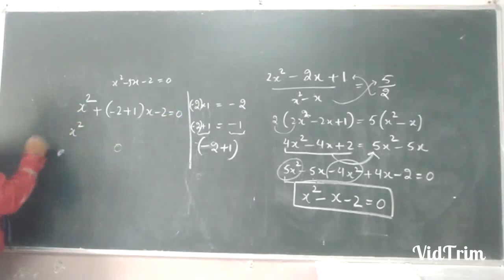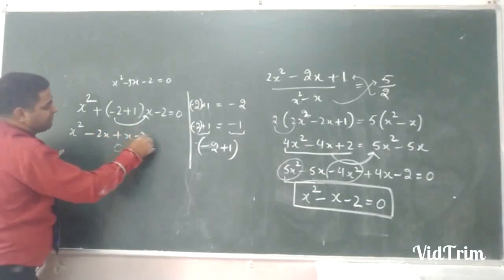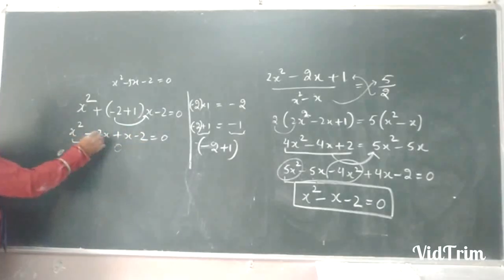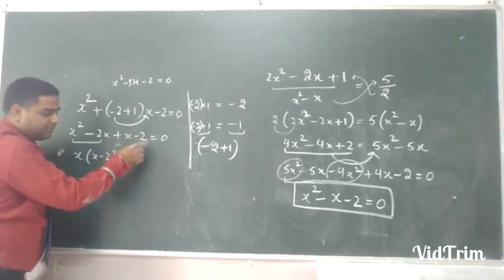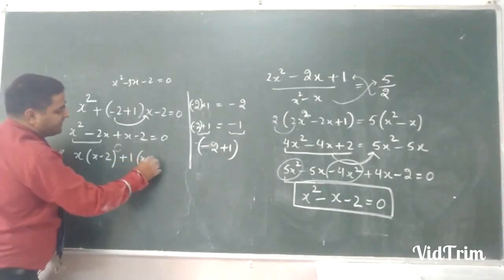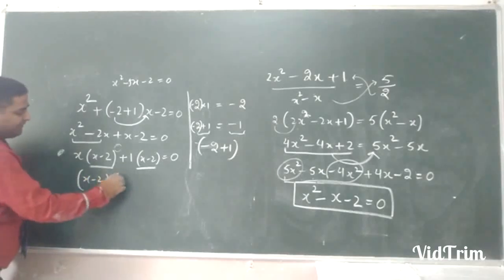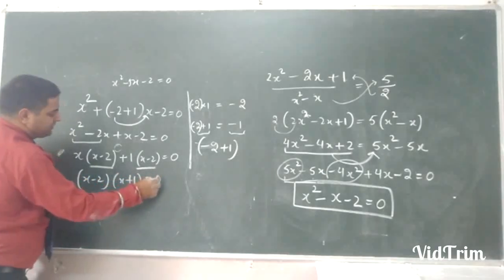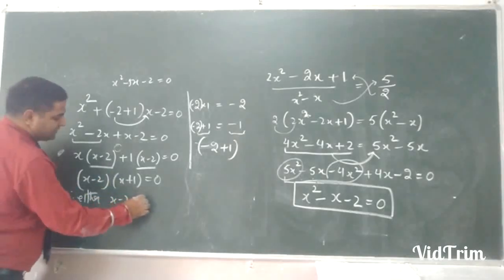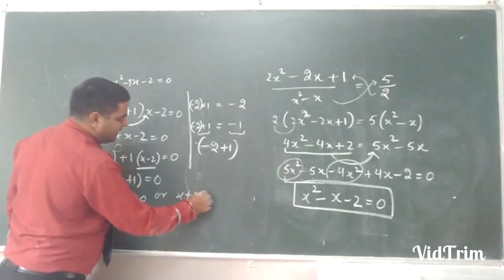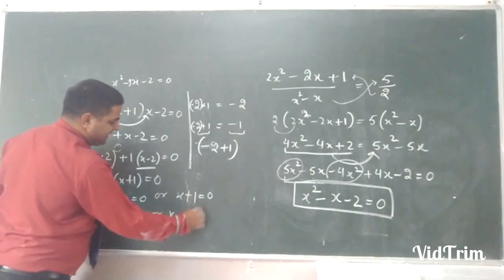Open the bracket. X squared minus 2x plus x minus 2 equals 0. Out of these two, x is common. In x minus 2, nothing is common here, so we take 1 common. X minus 2 equals 0. So here x minus 2 is out. We get x plus 1 equals 0. Therefore, either x minus 2 equals 0 or x plus 1 equals 0. So x is 2 or x is minus 1.